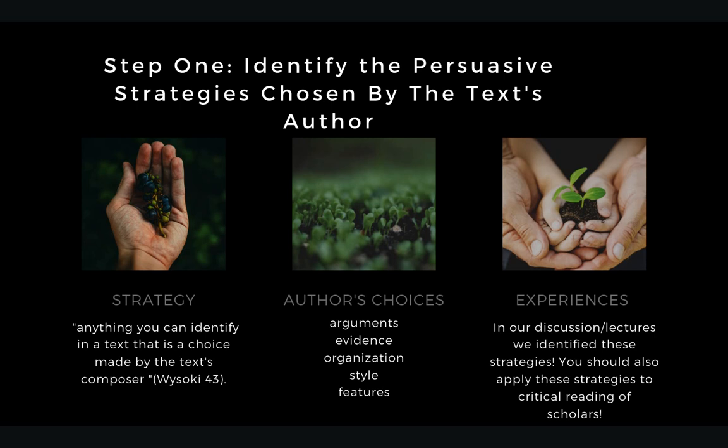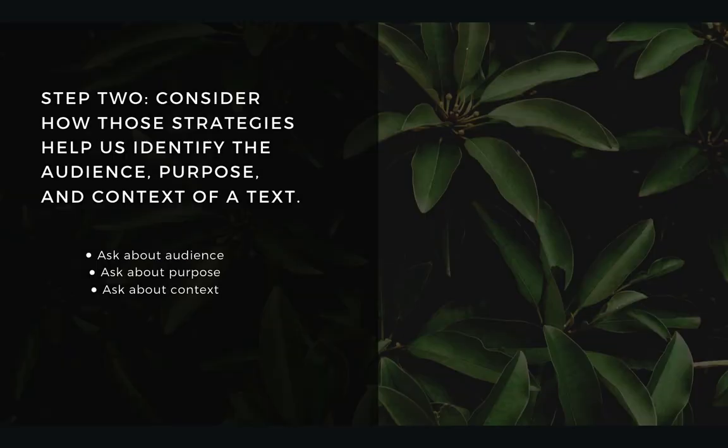In our discussion and lectures, we've really been identifying these strategies. Maybe you haven't been aware of it, but that's what we've been doing when I've been saying, hey, what do you think about this in the short writing assignment? Or what do you think about that? Or what do you know? Apply those strategies to the critical reading of the scholars, too, that you're looking at that are talking about Little Red Riding Hood. So that's our first step.